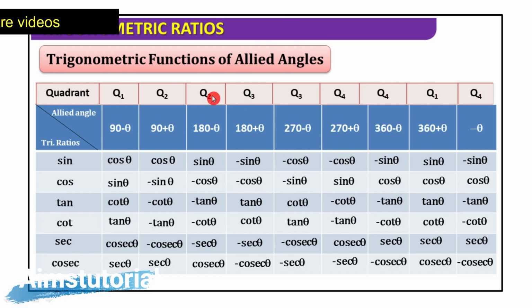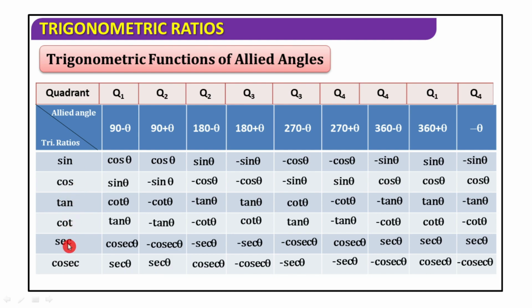We just have to remember, for 90 and 270 co-ratio will come. For 180 and 360 same ratio will come. In the first quadrant all positive, second quadrant sine and cosec positive, third quadrant tan and cot positive, fourth quadrant cos and secant positive. So we have to follow two conditions. One is 90 and 270, co-ratio will come. For 180 and 360, same ratio will come. For sine we have to check which quadrant theta belongs to. According to all silver teacups we have to change the signs.